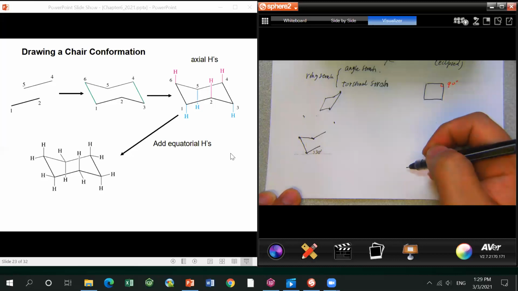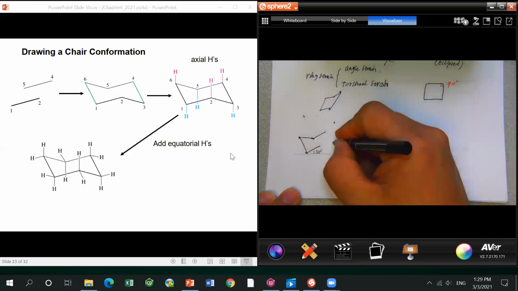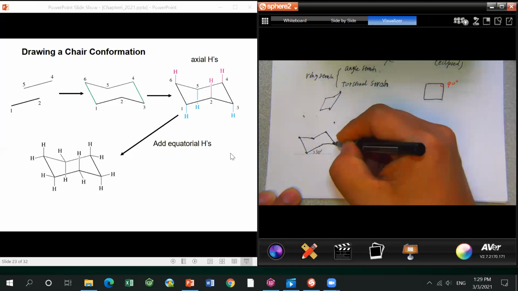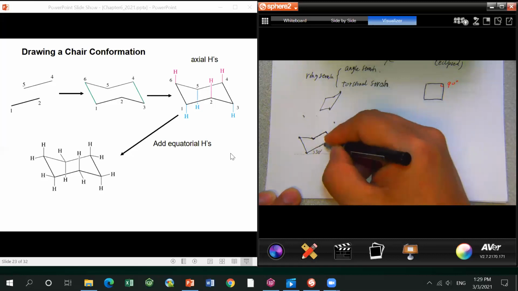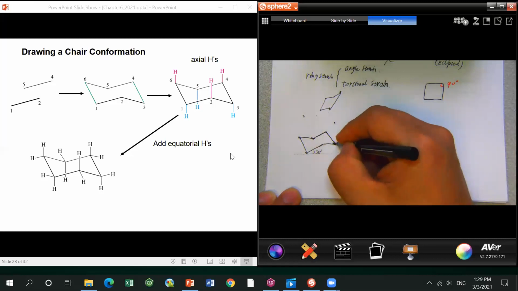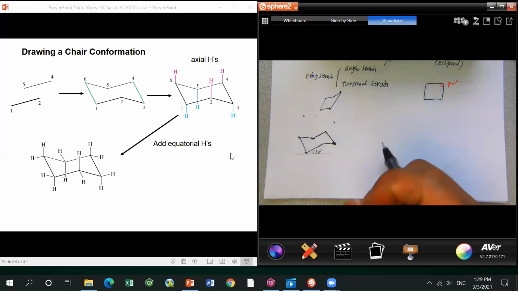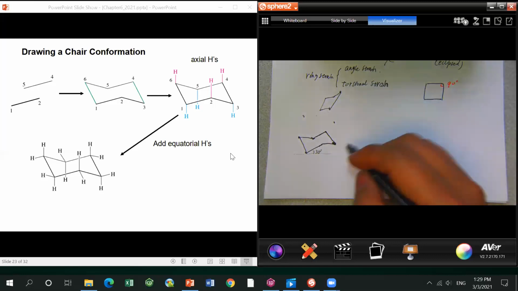Following that, we draw another bond, similar, at the same distance to the other end of these two parallel lines. Yeah, so that's the carbon framework. So you can get it.